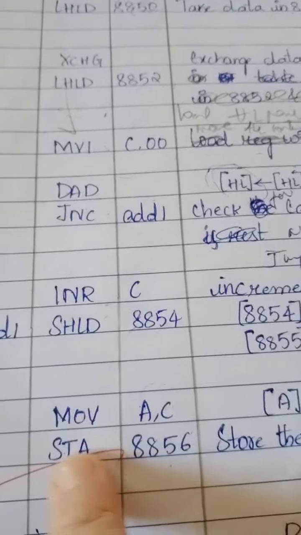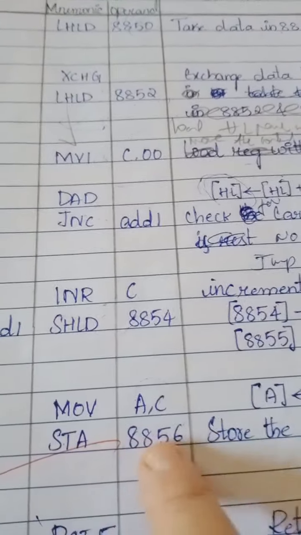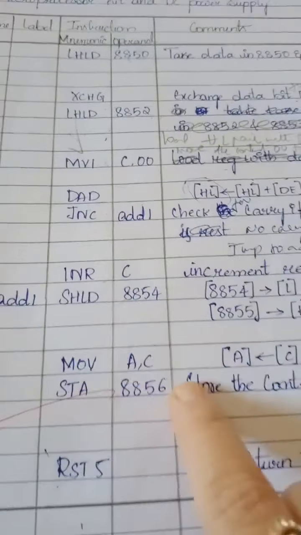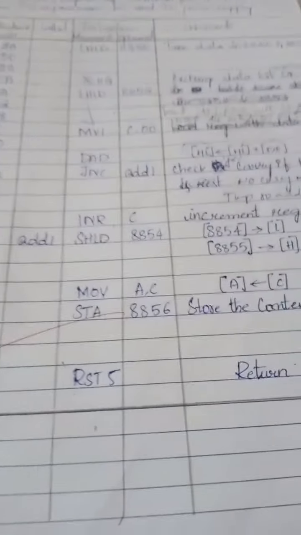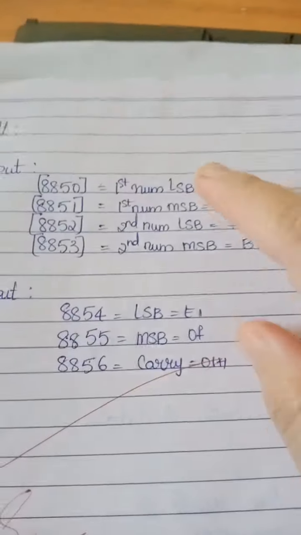What is the instruction here? Store accumulator data on 8856. So what is last is like written. So what is your operation now? What is your duty? To see the result.